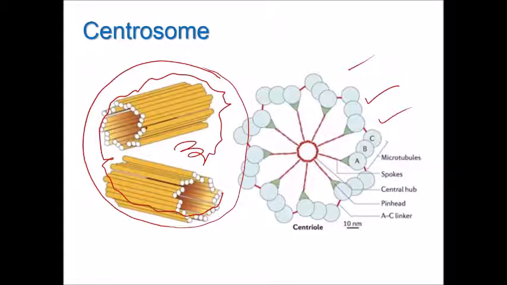If you look here, you can see there are three. This is a triplet. This is a triplet. This is a triplet. So these centrioles will be made up of microtubules.